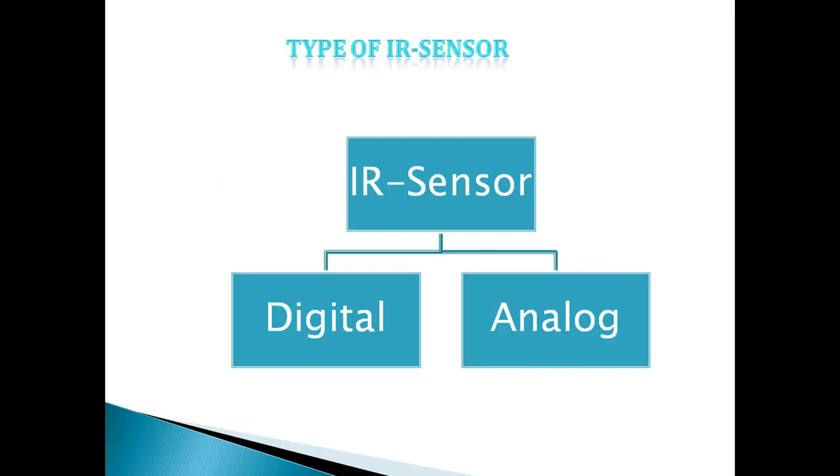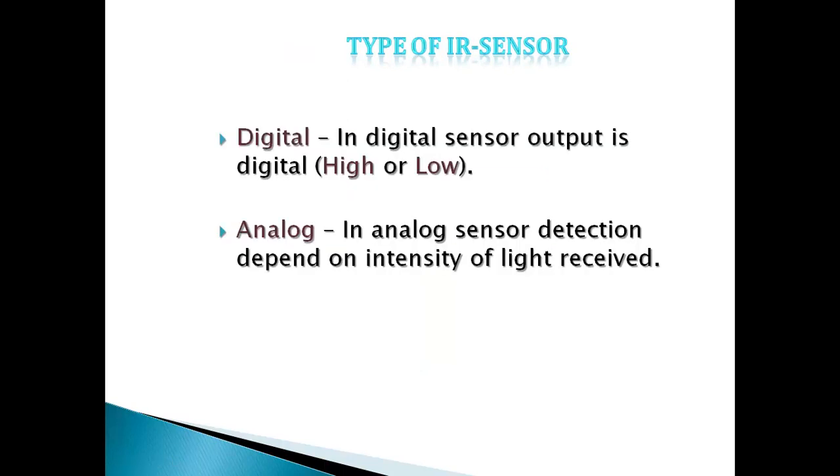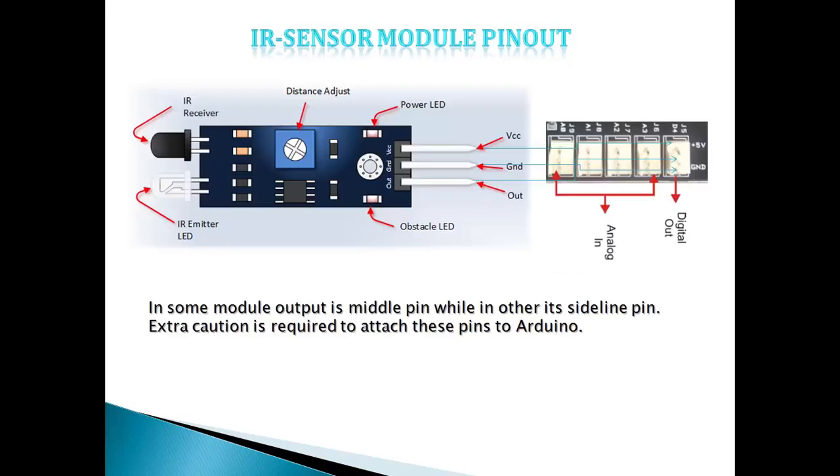So we have two different IR sensors, digital and analog. When we talk about the digital IR sensor, the output is high and low, because it is digital, so high and low will be the output. When we talk about the analog IR sensor, detection depends upon the intensity of the light, like 0 to 255. Correct? You are familiar with this IR sensor module.